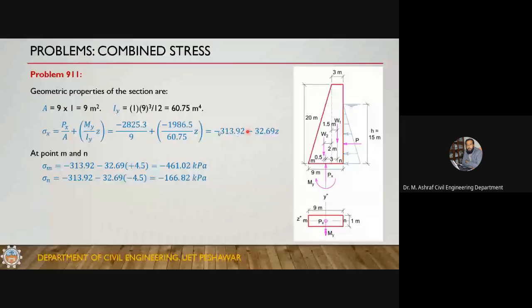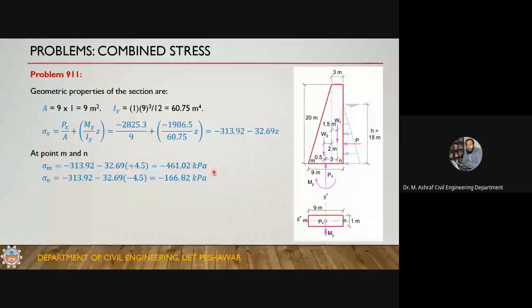Again, this is the stress formula, or the fiber stress formula, which gives you the stresses at any point along the z-axis. Now at point M, what will be the value of z? The value of z will be plus 4.5, so it will result in 461 kPa.